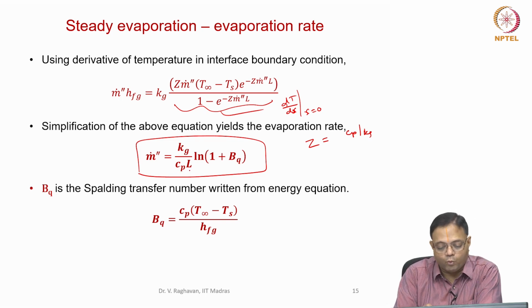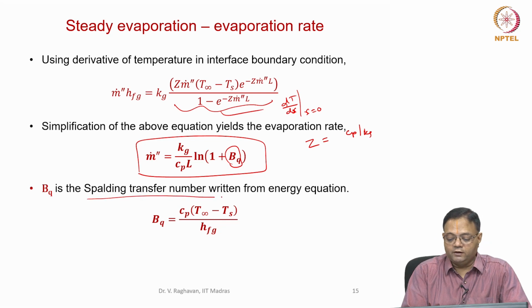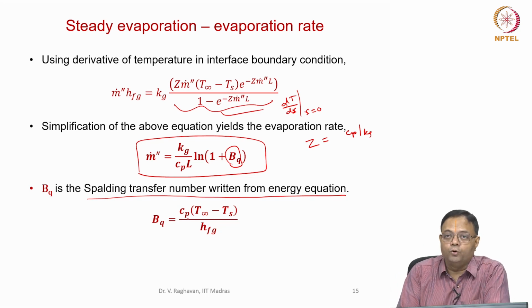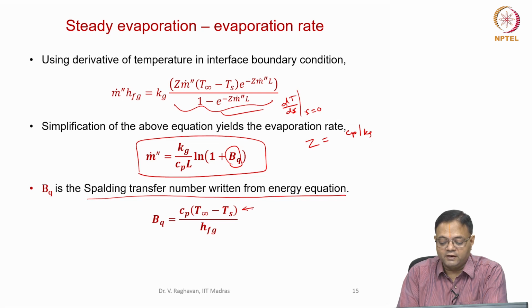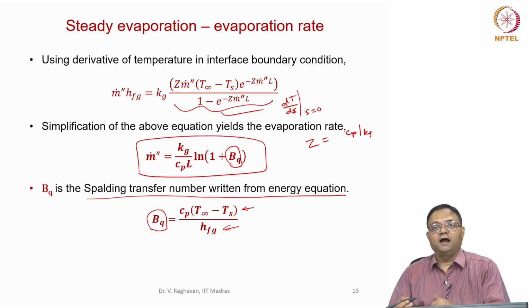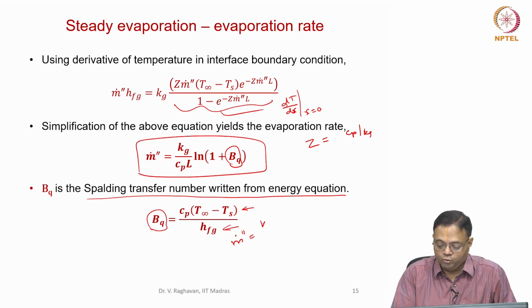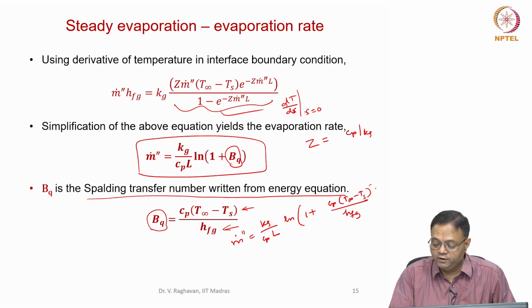So, it is kg by Cp, 1 by L also comes into natural logarithm of 1 plus BQ, where BQ is the Spalding transfer number based upon energy equation. So, Q comes as an energy term there. That is nothing but Cp into (T infinity minus Ts) by h_fg. This represents the heat transfer from the gas phase to the surface. This is the heat required for vaporization. So, the Spalding's energy transfer number will be the ratio of heat transfer to the surface divided by the heat required for vaporization. So, I will write m dot double dash equal to kg by Cp L into log of 1 plus Cp (T infinity minus Ts) divided by h_fg. So, this is the expression I got.